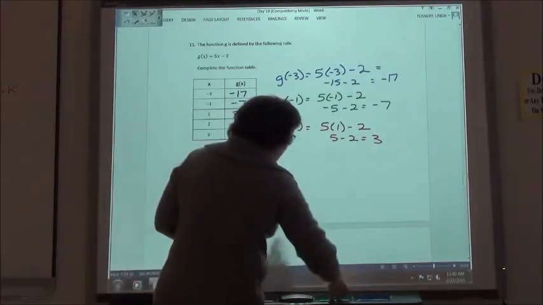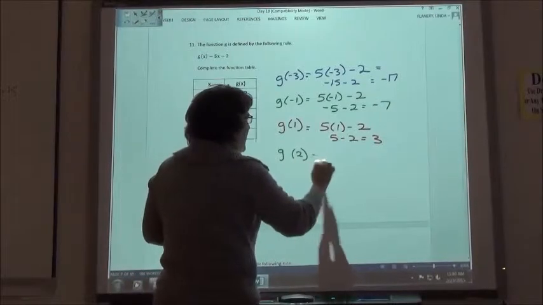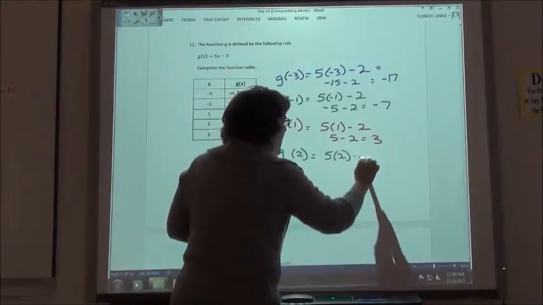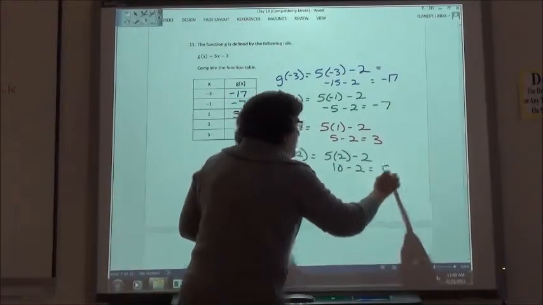I'm not going to use the black pen. I'm going to try the next one. G of 2 would be 5 times 2 minus 2. 5 times 2 is 10. 10 minus 2 would give me 8.